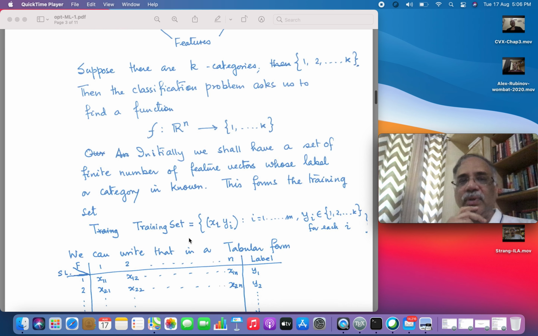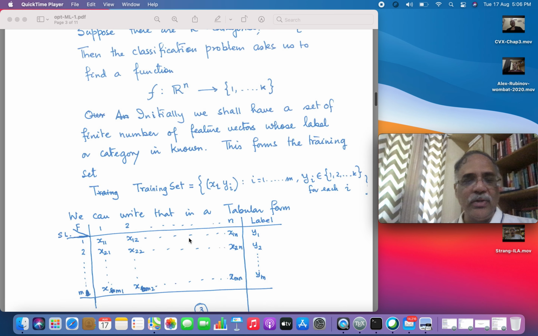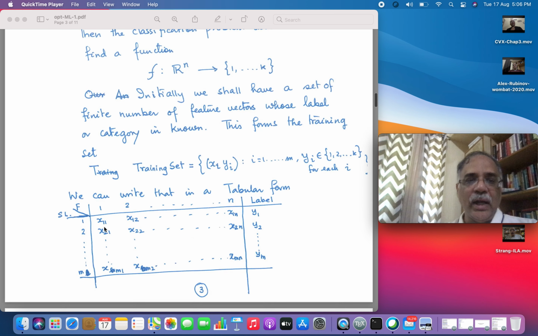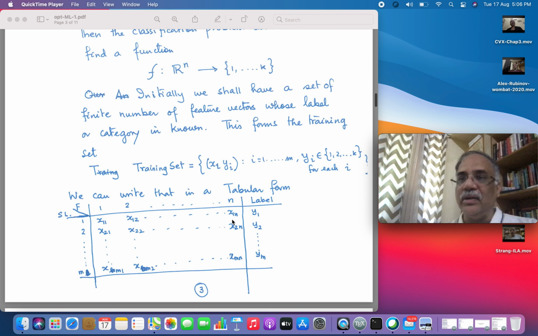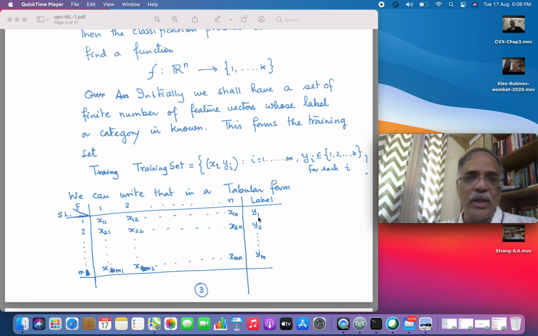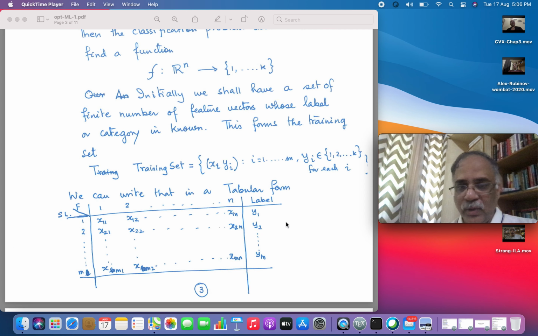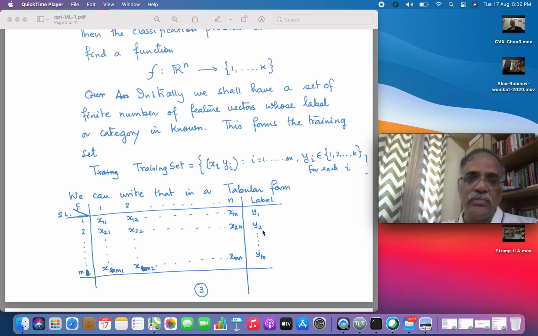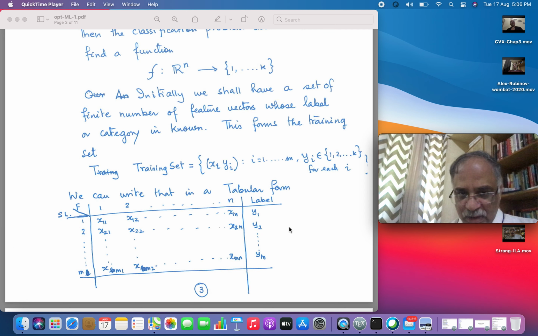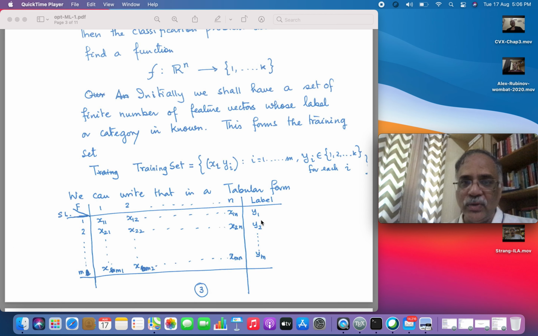So we have to first talk about the training set. I have say 50 different people. So here I have m people, and for each of them I have n different data values. So I have an m cross n matrix. In the training set, I know that for the first data the label is y1, which could be anything between 1 to k. For the second I also know the answer, the label is y2, and so on up to ym. So for all these cases, all the labels are known, the values of y1, y2, ..., ym are known.